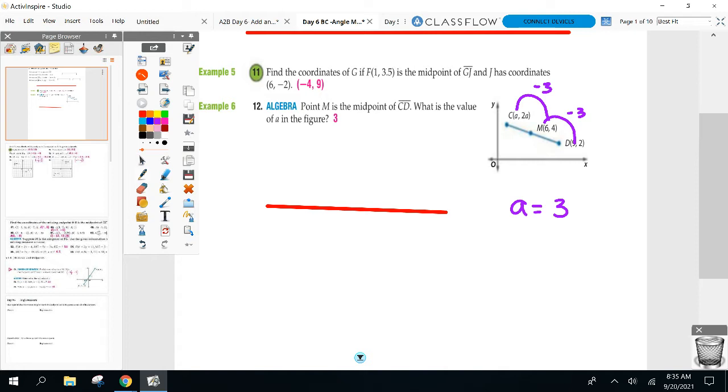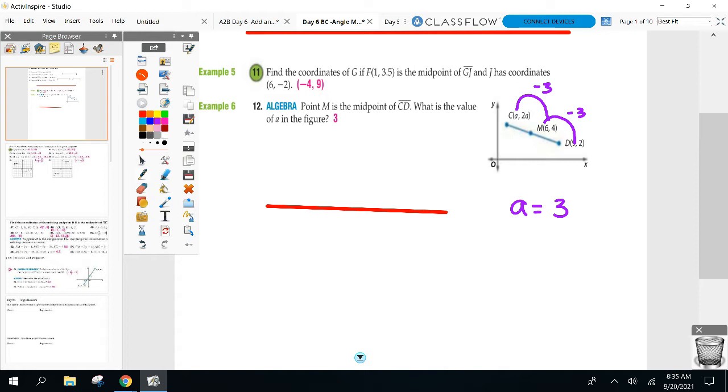You could have done the same thing with the y coordinate, but it just said find A. All right, so that's all I did. Went 3 to the left. Go 3 to the left again, and you'll be at 3. That's a question on the quiz. Can we do it like that? Absolutely. Just at least show me this right here.